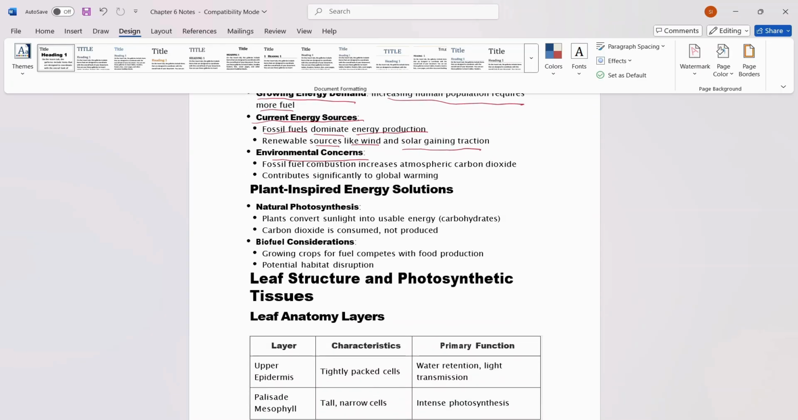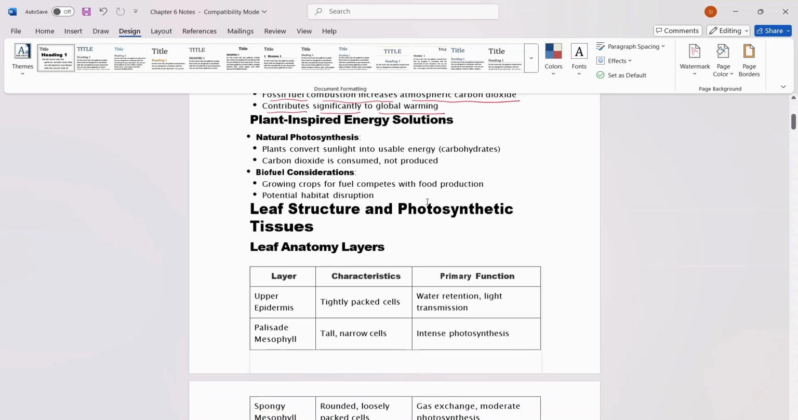Environmental concerns. Fossil fuel combustion increases atmospheric carbon dioxide. It contributes significantly to global warming. Plant-inspired energy solutions.